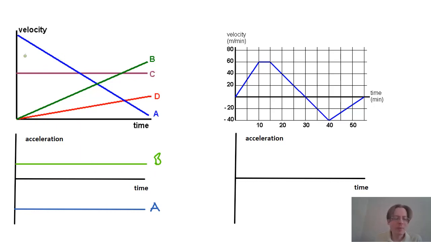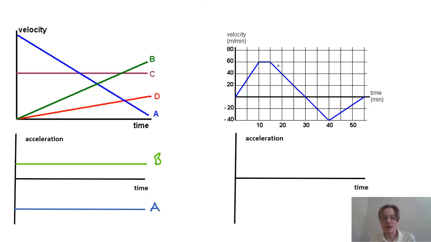So this is what we mean by constant acceleration. Constant acceleration doesn't mean the car is not speeding up or slowing down. It just means that it's speeding up or slowing down at a steady rate. So constant acceleration looks like a flat, horizontal line on an acceleration graph. It's an angled line on a velocity graph.